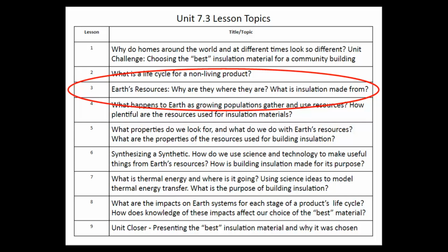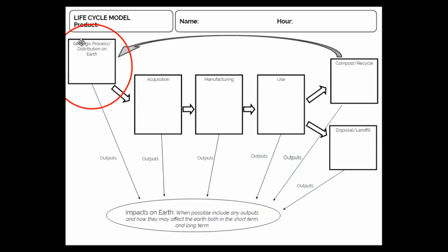Lesson 3 is when we start to dig into the DCI content of the unit. Students look into how Earth's geologic processes have distributed natural resources, such as trees, copper, and other minerals, unevenly around the globe. This is when we start to get into some detail in our life cycle model, looking more closely at the geologic distribution stage. So that's up here in the left-hand corner of the graphic organizer.